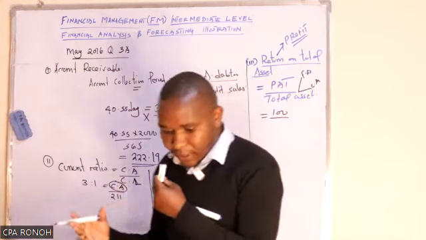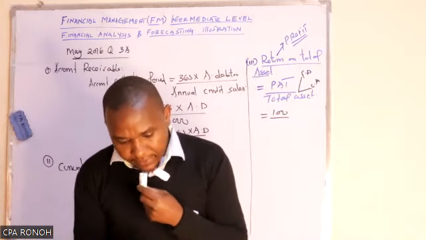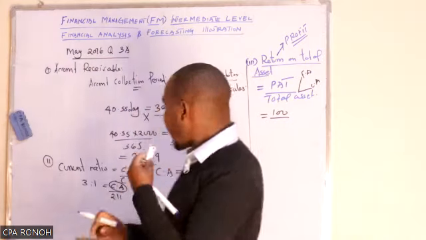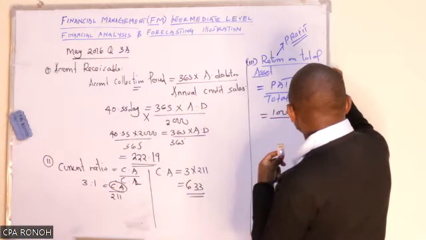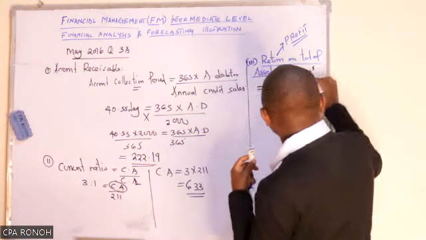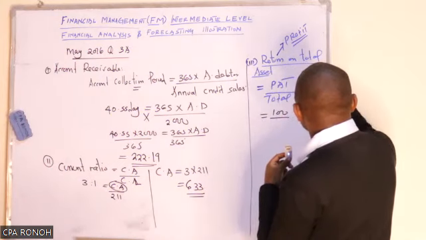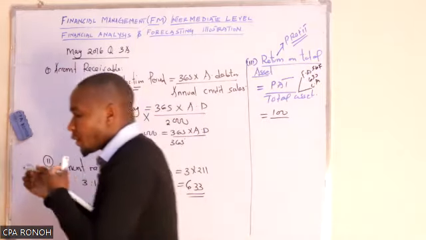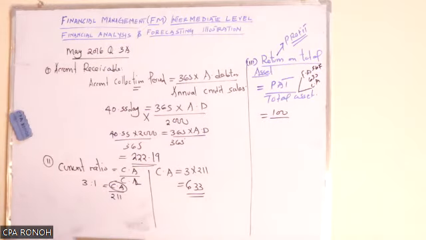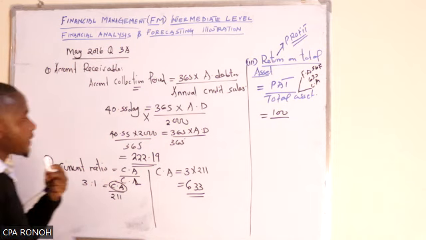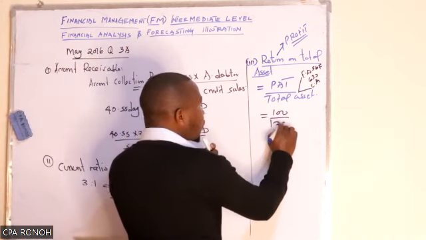So what we are looking at is the fixed asset. We have the fixed asset 567, and we have the current asset here 633. So we can add the two so that we can get the total assets. 567 plus 633, we have 1200. 1200 being our total asset.